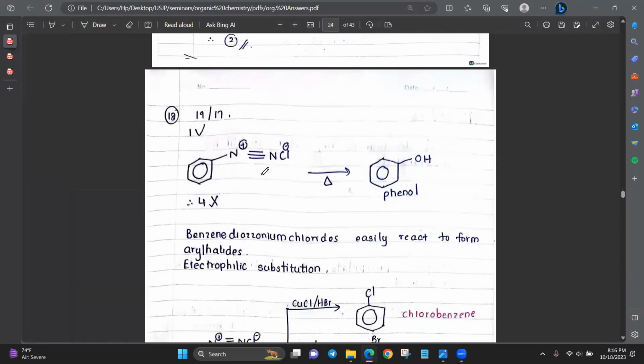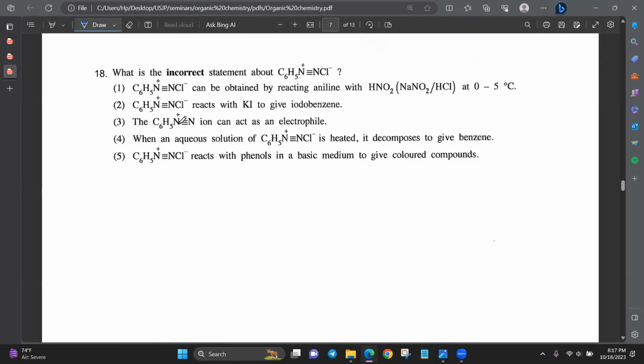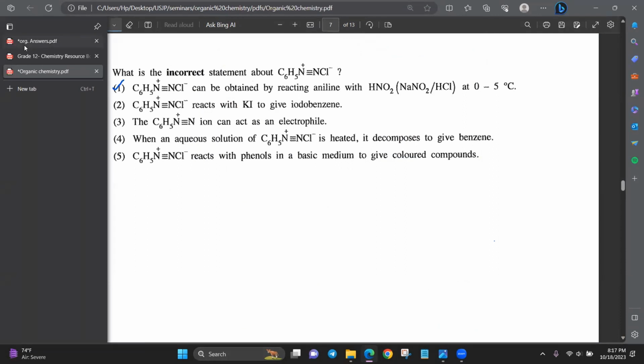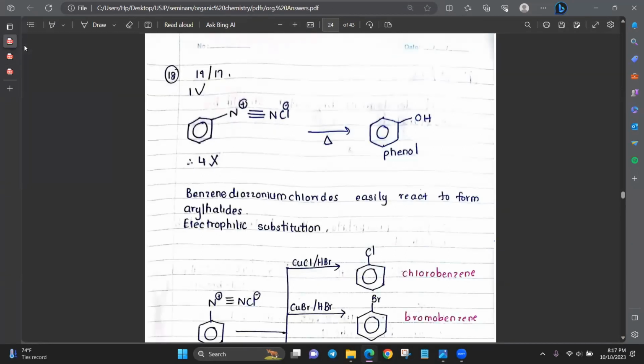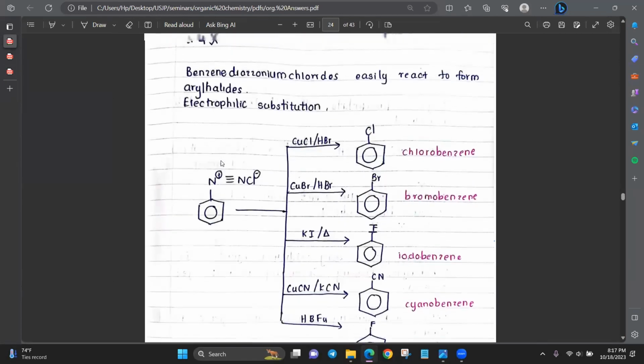Then the 18th one. What is the incorrect statement about diazonium chloride? Diazonium chloride can be obtained by reacting aniline with this at this temperature. This is correct. I explained it earlier as well. And this reacts with KI to give iodobenzene. In the resource book, under diazonium chloride, there were two reaction types: replacement reactions and coupling reactions. This iodobenzene formation is a replacement reaction.